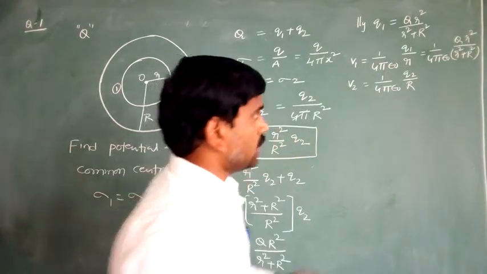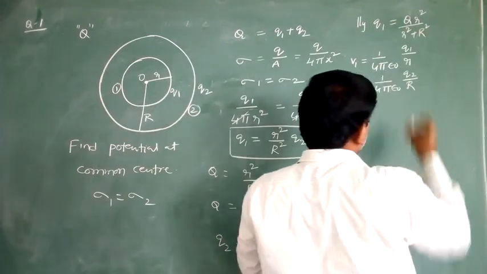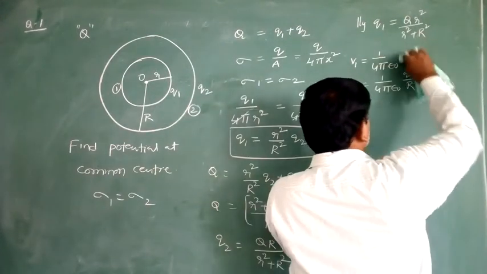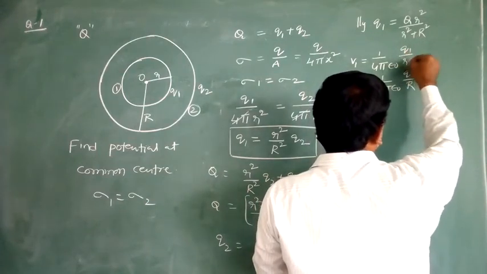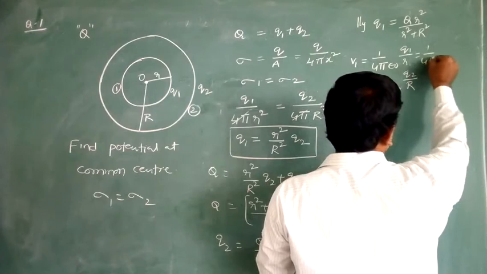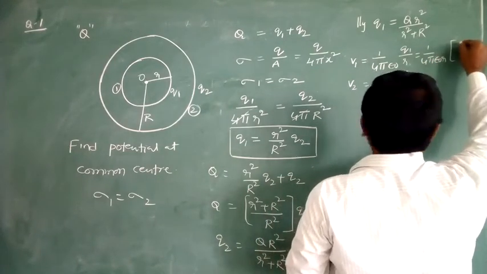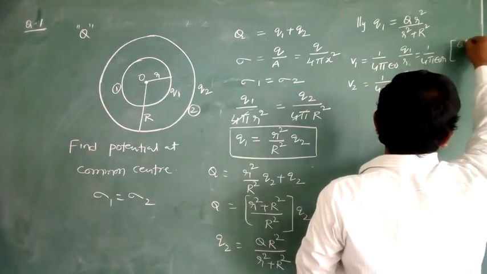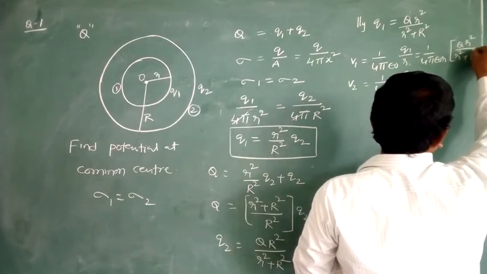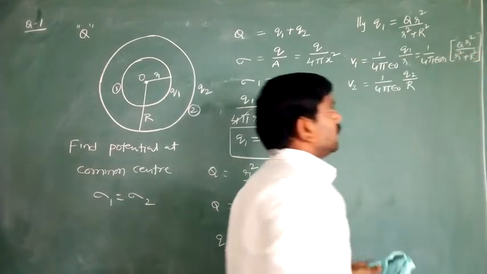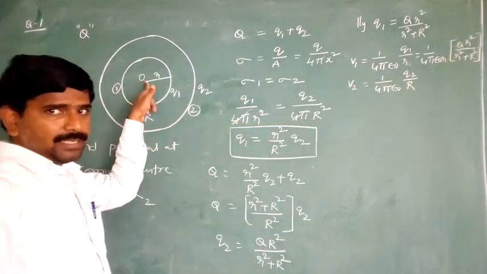Yes, the space is not sufficient. Okay, we are writing here: this one is Q1 by small r, is equal to 1 by 4 pi epsilon naught small r, whole into Q1, where Q1 is equal to Q into capital R square by small r square plus capital R square. So that is the potential due to the first shell at the common center.